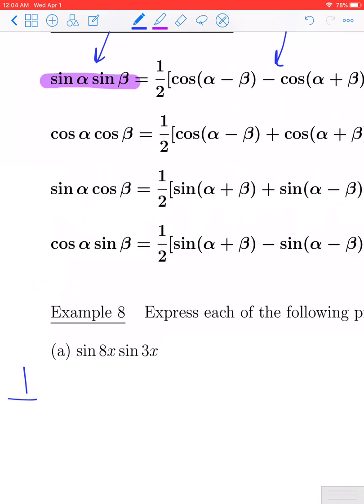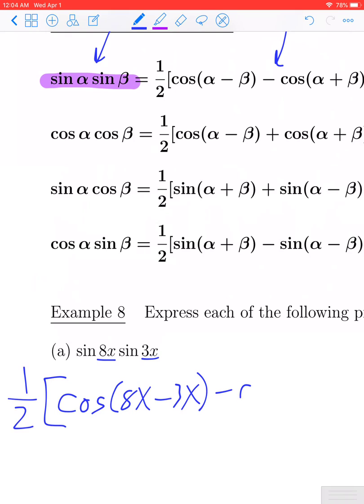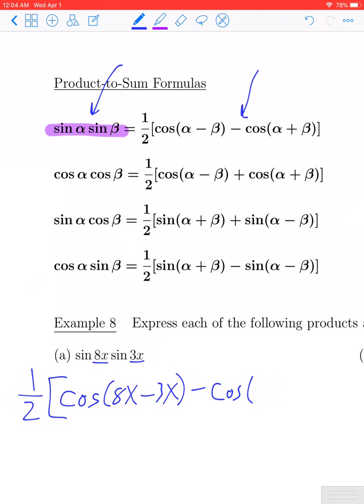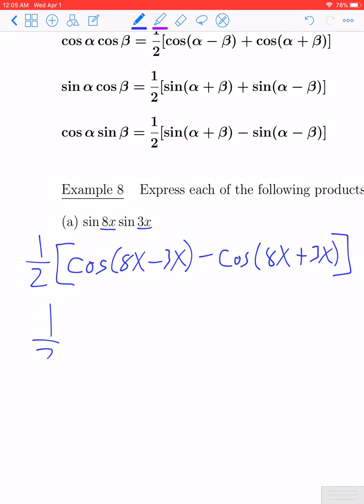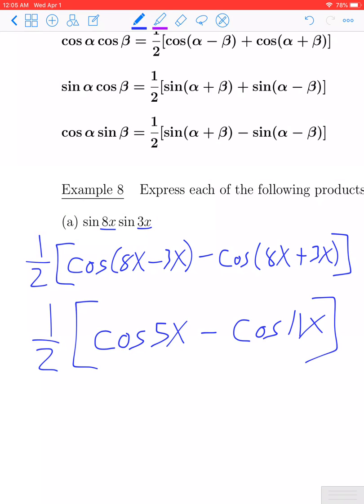According to our formula, this should be equal to 1/2 times the quantity. It's the cosine of alpha, which is the first angle, that's 8x, minus beta, which is the second angle, which is 3x, subtracting the cosine of the first angle, which is 8x, that's alpha, plus beta, which is the second angle, which is 3x. From here, the only thing we would want to do is simplify those arguments that are inside the cosines. This is going to become the cosine of 5x minus the cosine of 11x. And there you have it.